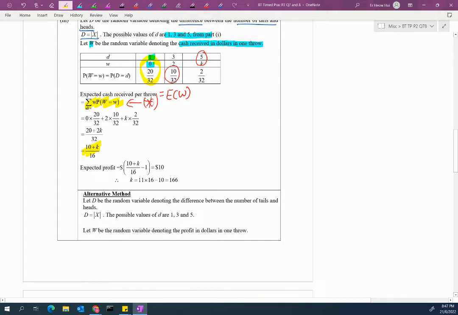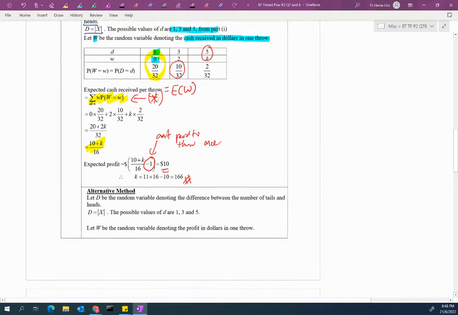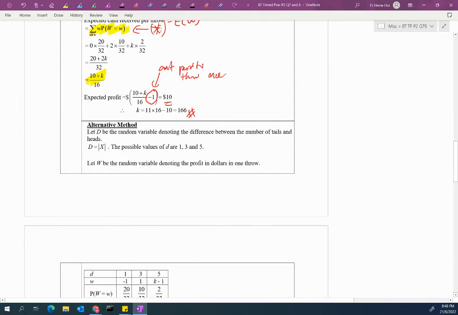Earlier on, we said that we're looking at the expected profit of this person being $10. The profit is the amount of cash you receive per throw, and you need to subtract 1 because he paid $1 to make the throw. So this subtraction of 1 is the amount paid to throw once. It is equal to 10, so you calculate K must be 166. That's one way to solve the problem.